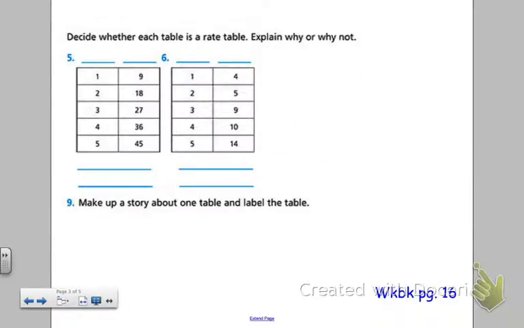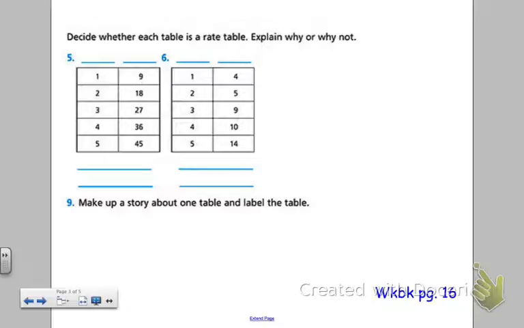Now on the next page, on page 16, you're given a couple different tables, but again, you have to determine whether or not they're actually rate tables or not, and then you have to explain why or why not. So I'm going to do 2 with you, and you have to do the other 2 on your own. So let's see, if you remember, a rate table must have 2 columns. They look like they're columns right off of the multiplication table. And they also show a constant rate, a constant increase.